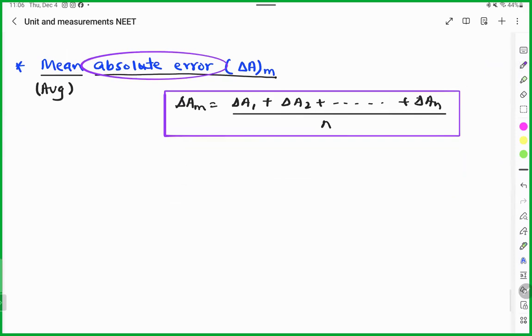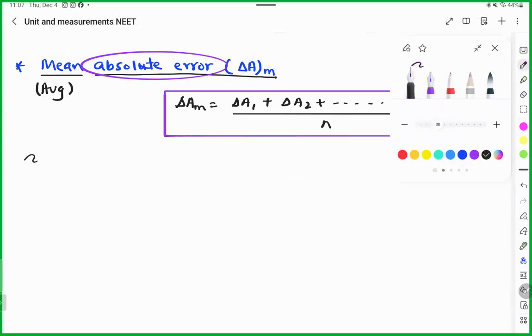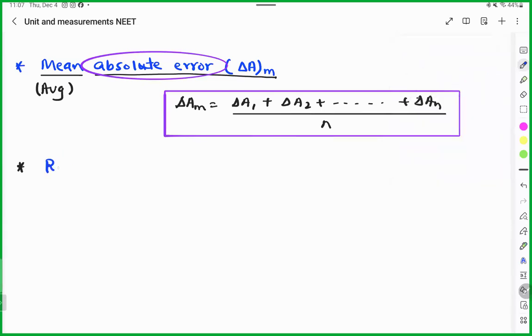The most popular error used in our syllabus, like in our numericals, is the relative or fractional error. Varinder, what is relative error? Relative value in general.